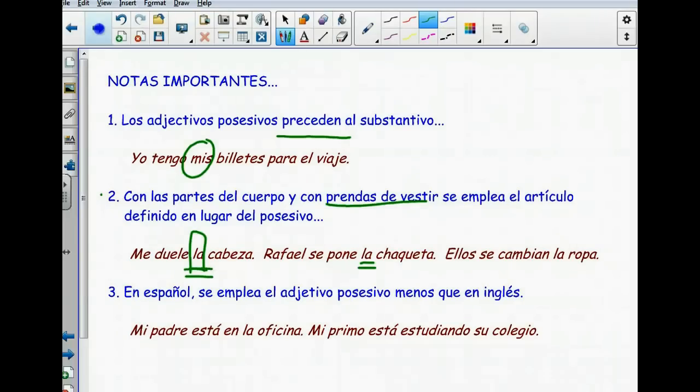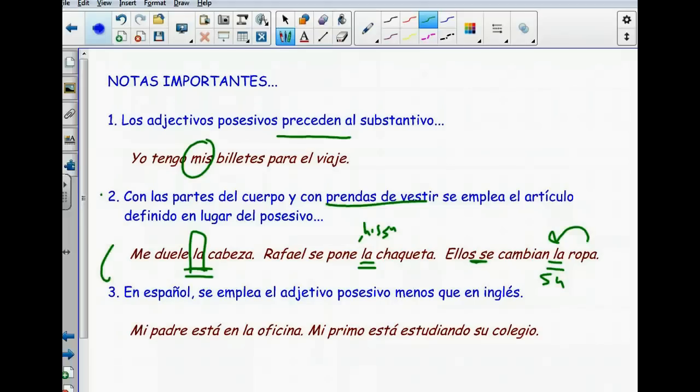Rafael se pone la chaqueta. The assumption is that it's his jacket that he's putting on. We don't say su chaqueta. Ellos se cambian la ropa. They change themselves, to say here. We're assuming that it's their clothes that they're putting on. We just say la. Now, if you said su here or su here, it's not like un error fatal. It's not horrible. But it's a lot more common to use these definite articles.